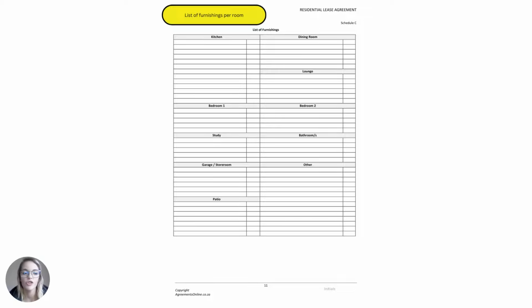So essentially that is just any furniture that is in the property at the time that it is being rented out and for the duration of rent, and that is divided per room.